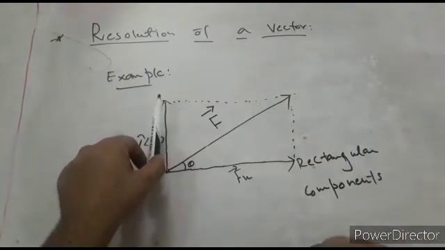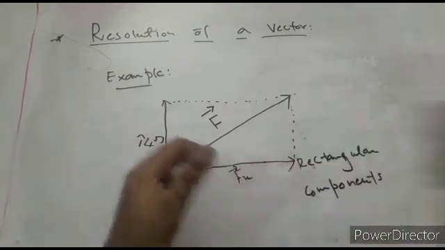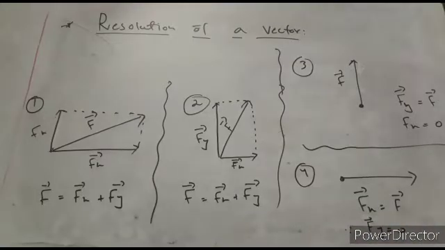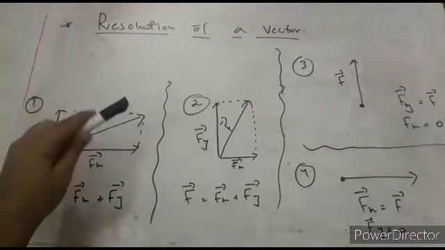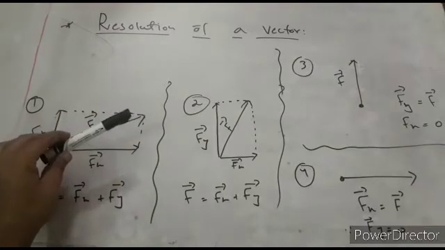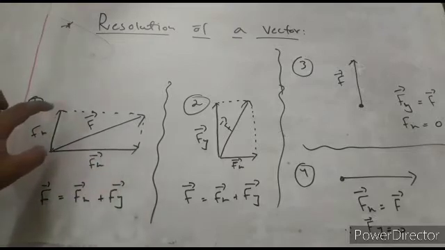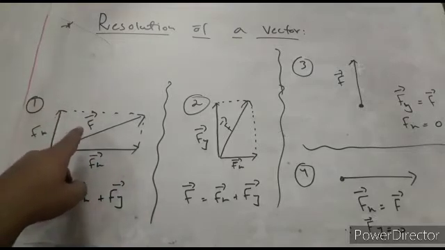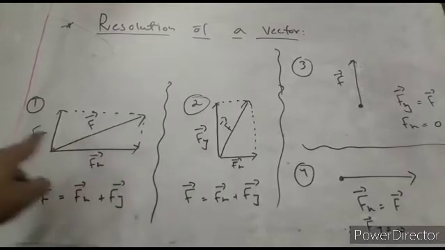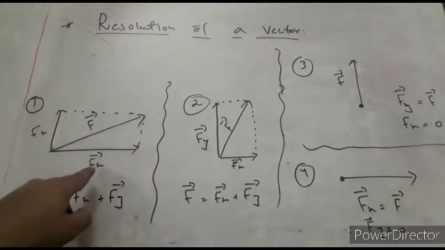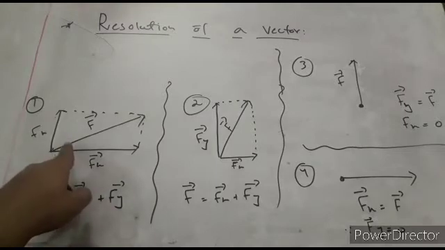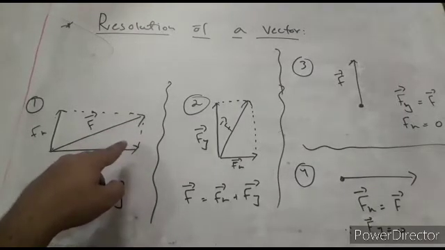Let's take more examples. Students, we have some examples over here of different vectors in different directions and magnitudes, and we have resolved them into their components. In the first one, we can see this vector F is leaning more towards the x-axis, so its x component is more than its y component. So we split this vector F into its x component and y component. Why is the magnitude of Fx more? Because the vector was leaning more towards the x-axis.